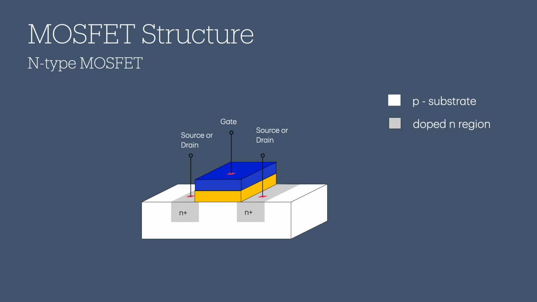The device features two heavily doped N regions, colored gray on the slide, that function as either the source or drain. The polysilicon, also known as poly and colored blue on the slide, is a heavily doped conductive piece that functions as the gate in the semiconductor device.